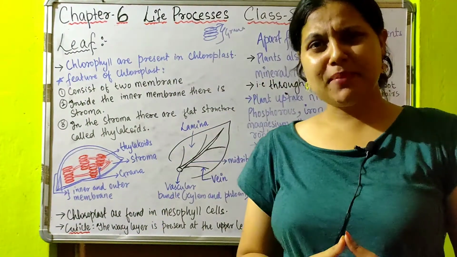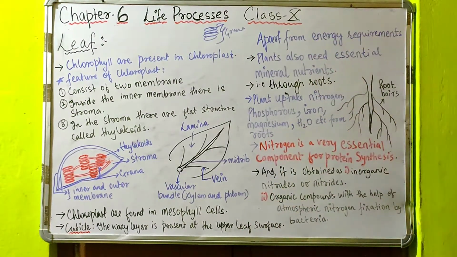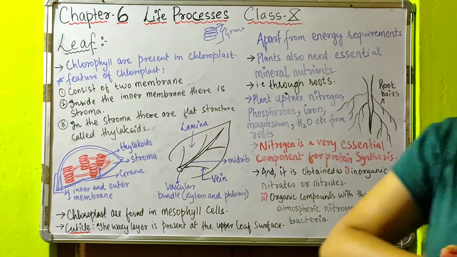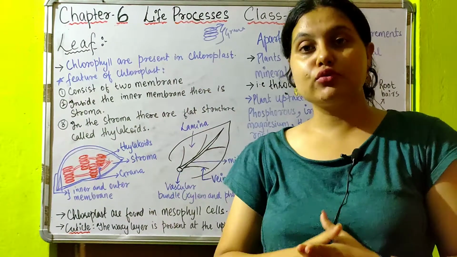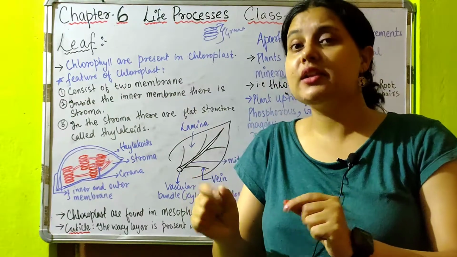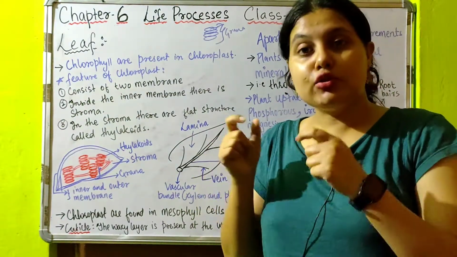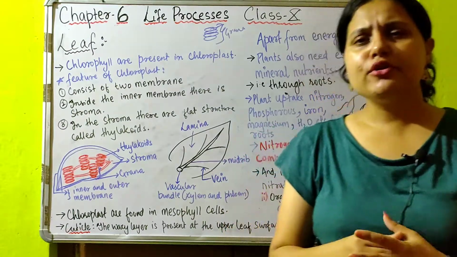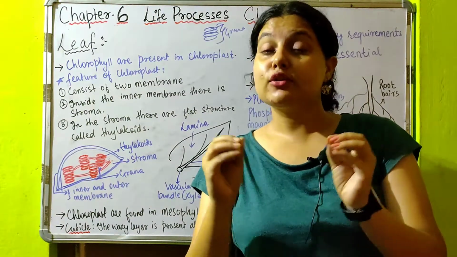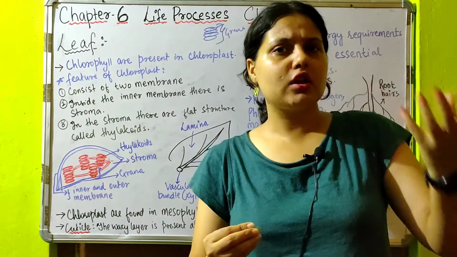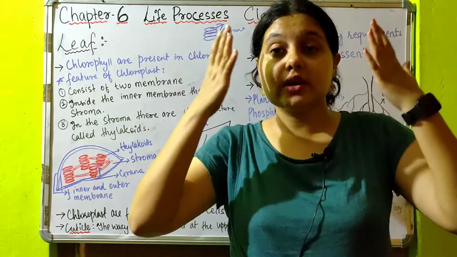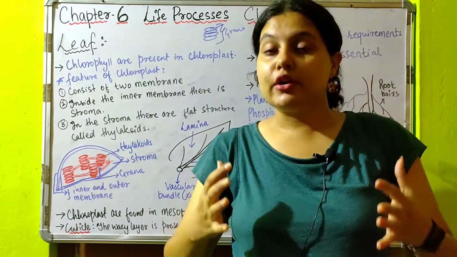Alright, so coming to the last part of the topic, apart from energy requirement, plants also need essential mineral nutrition. What does this mean? Apart from glucose as an energy source, plants also need other mineral nutrients, like we take vitamins and minerals, right? In the same way, plants also need all those trace elements. I mean to say, do you only take rice? Do you only take chapati? No, we take so many things. We take fruits also, isn't it? We take Horlicks, we take Bournvita, we take different varieties of things. Then only all the essential nutrients which our body requires are fulfilled.